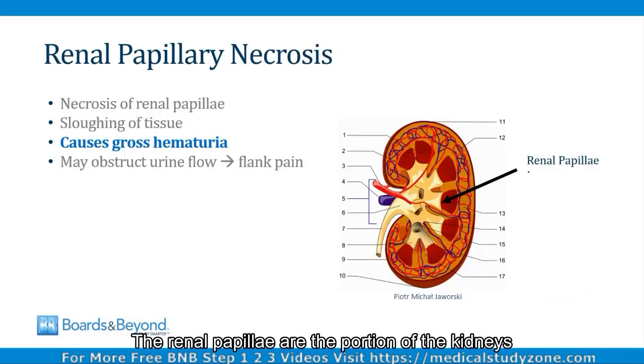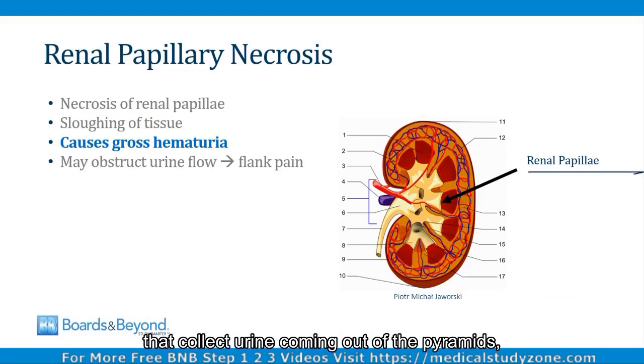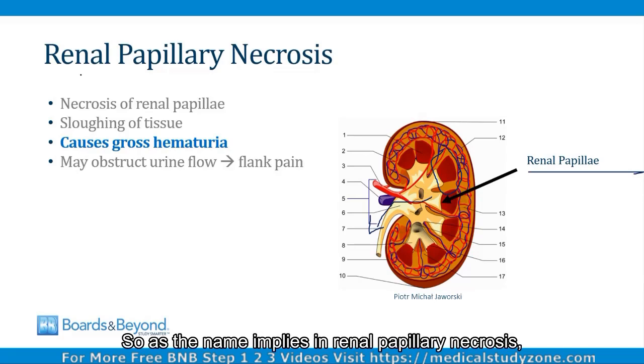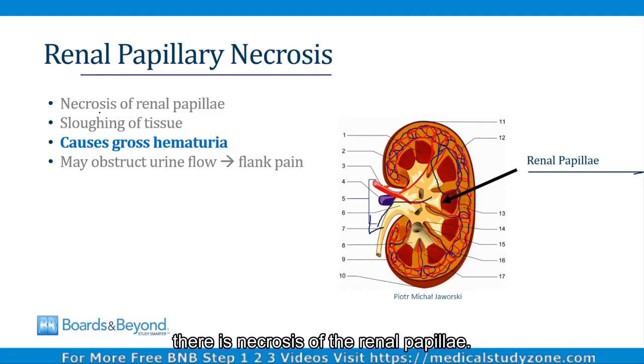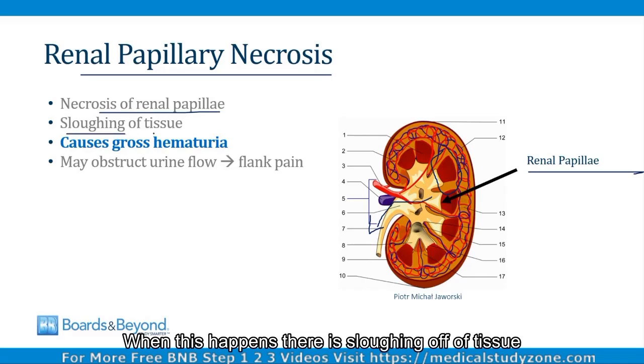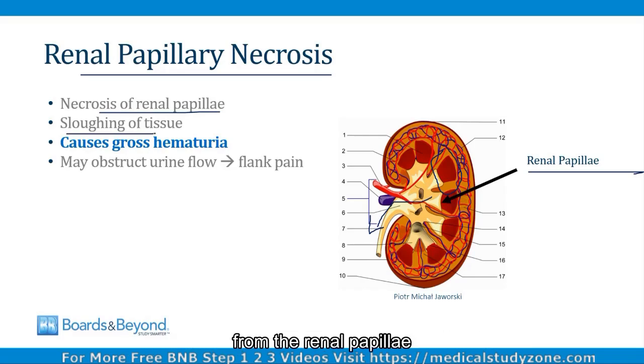The renal papillae are the portion of the kidneys that collect urine coming out of the pyramids, and the urine then flows through the papillae and down into the bladder. So as the name implies, in renal papillary necrosis, there is necrosis of the renal papillae. The papillae have a unique blood supply that makes them particularly vulnerable to ischemia. When this happens, there is sloughing off of tissue from the renal papillae, and there will be gross hematuria, and the clumps of tissue and clots of blood can obstruct urine flow, and that can lead to flank pain.